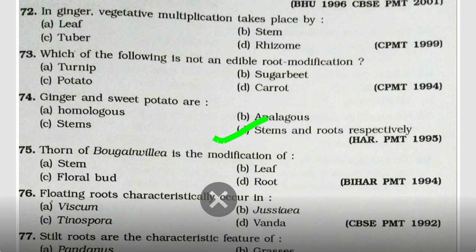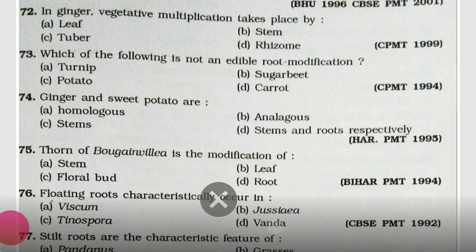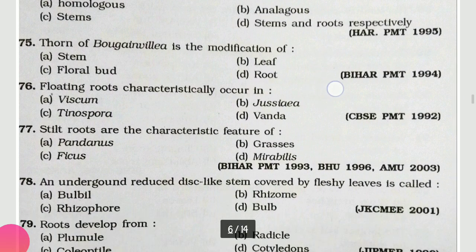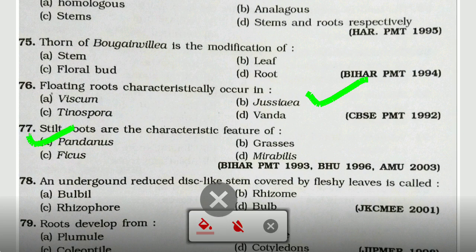Next question, a very important question. So many times it has been asked, thorn of Bougainvillea is the modification of. The answer will be stem. Next question, the floating roots characteristically occur in. Just now I told you all, that is Jussiaea. Stilt roots are characteristic feature of, stilt roots are found in Pandanus.